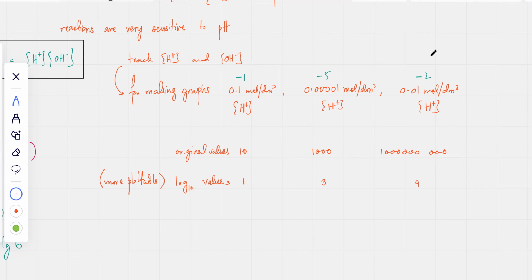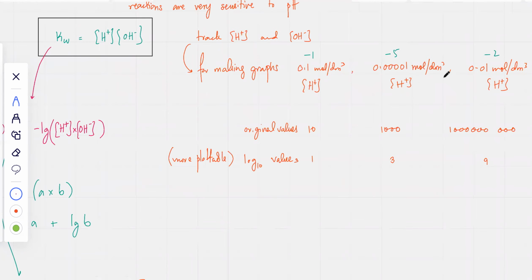Ruba, is this clear? Is this thing clear?